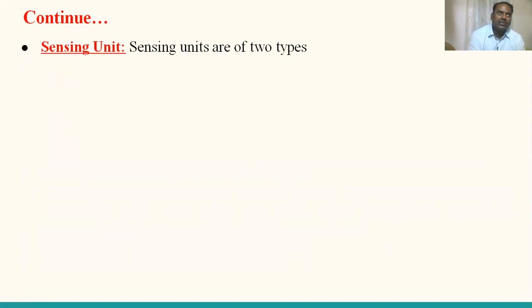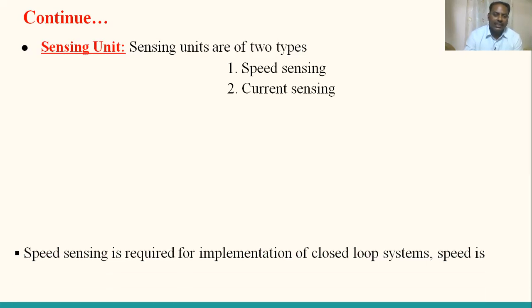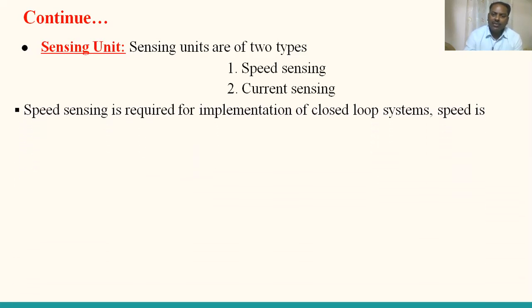When you go for closed loop operations, when system accuracy is required, then we can consult our closed loop systems. In this regard, sensing units are very essential. There are two types of sensing: speed sensing and current sensing. Speed sensing is required for implementation of closed loop systems. Speed is usually sensed by tachometers.